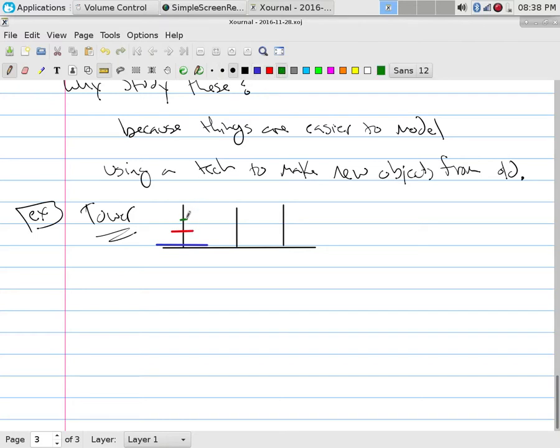And the rule is, I want to move all these discs from one post onto another post, but to do this, I'm only allowed to move one at a time, and I'm never allowed to take a bigger disc and put it on top of a smaller disc, so this is bad. I'm not allowed to do that.